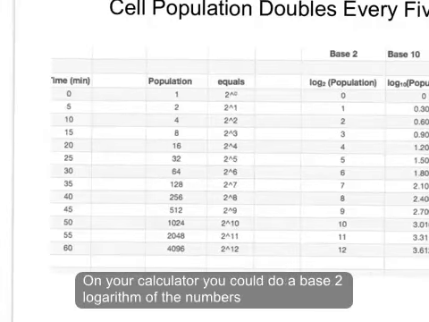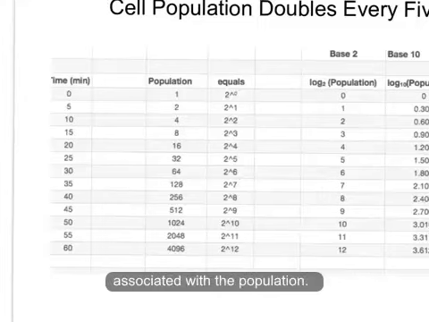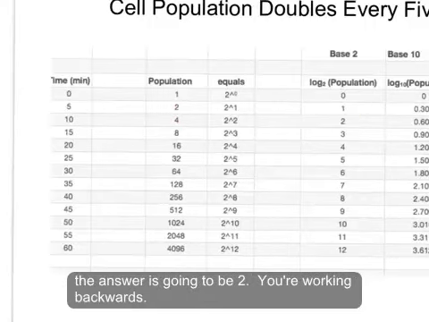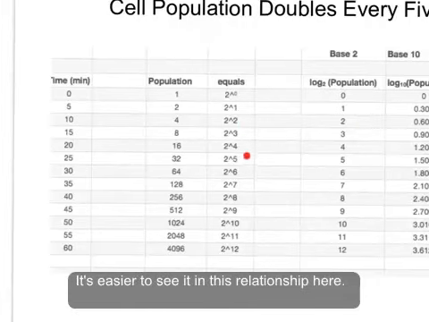Now, on your calculator, you could do a base 2 logarithm of the numbers associated with the population. So if you say a base 2 logarithm of 1, then the answer is going to be 0. If you do a base 2 logarithm of 2, then the answer is going to be 1. Base 2 log of 4, the answer is going to be 2. So you're working backwards from, and it's easier to see it in this relationship here.